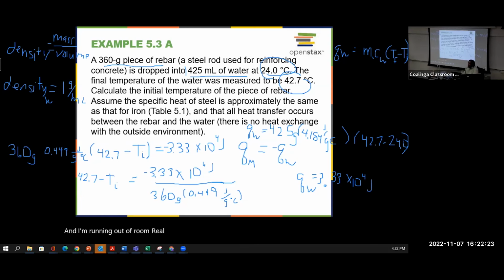I'm running out of room real quick, I apologize. So then I get my TI is going to equal, so our negative, I'm going to count it here, 10 to the 4 over 60.4 plus.